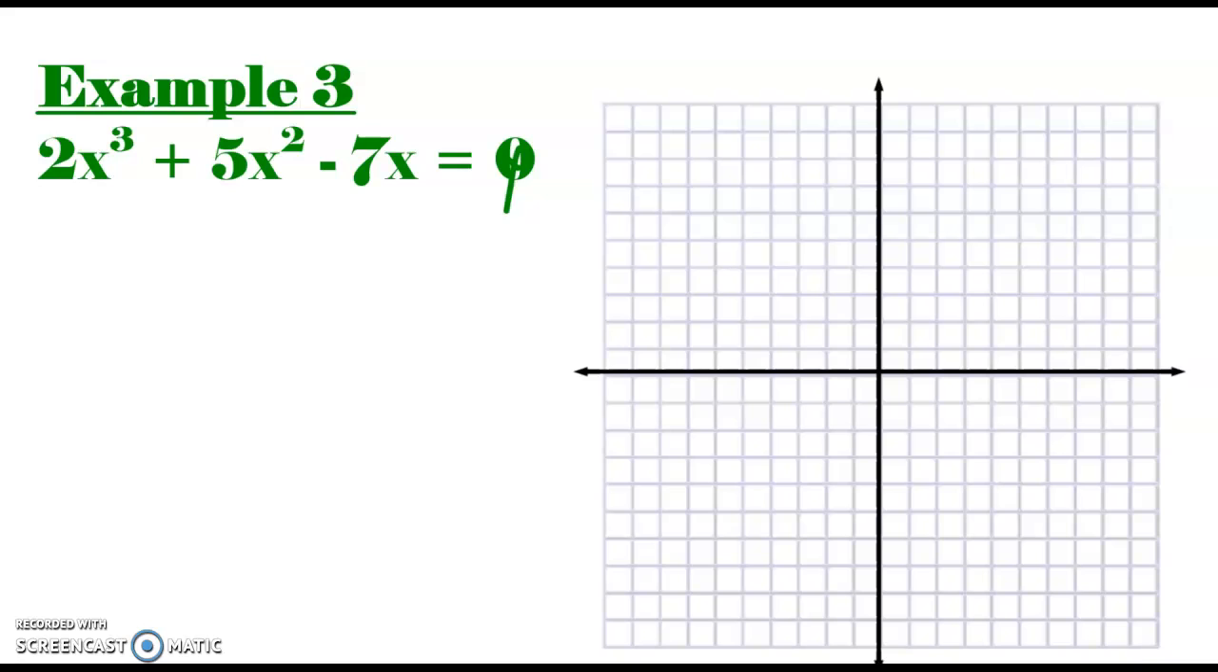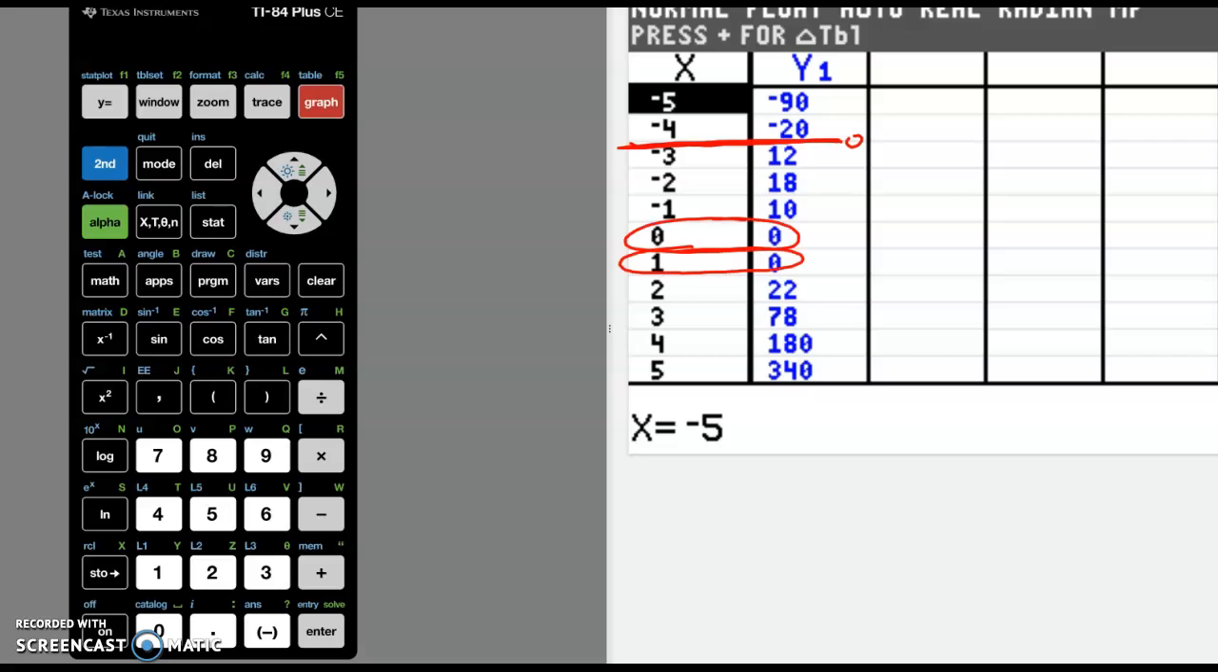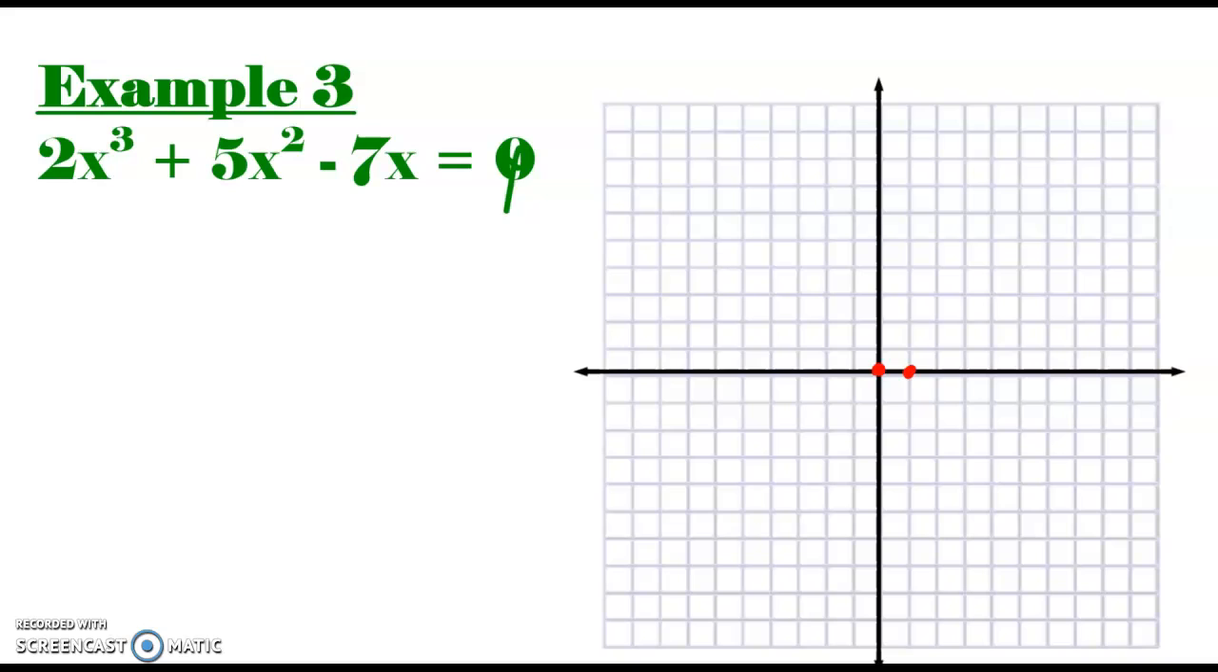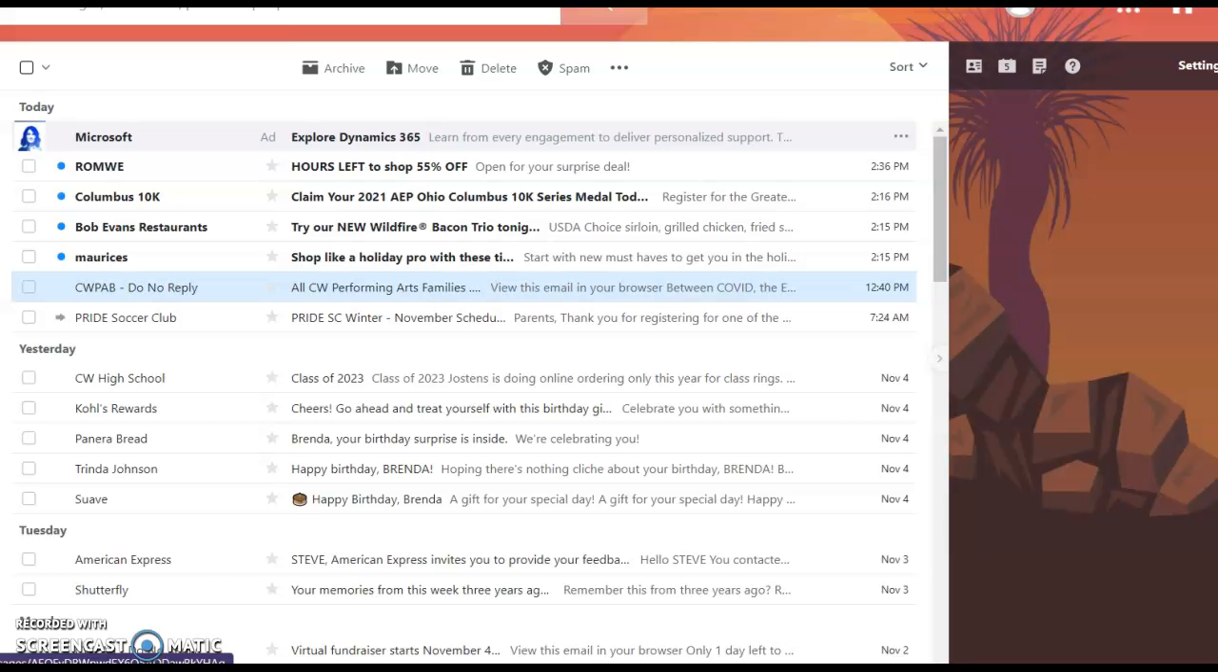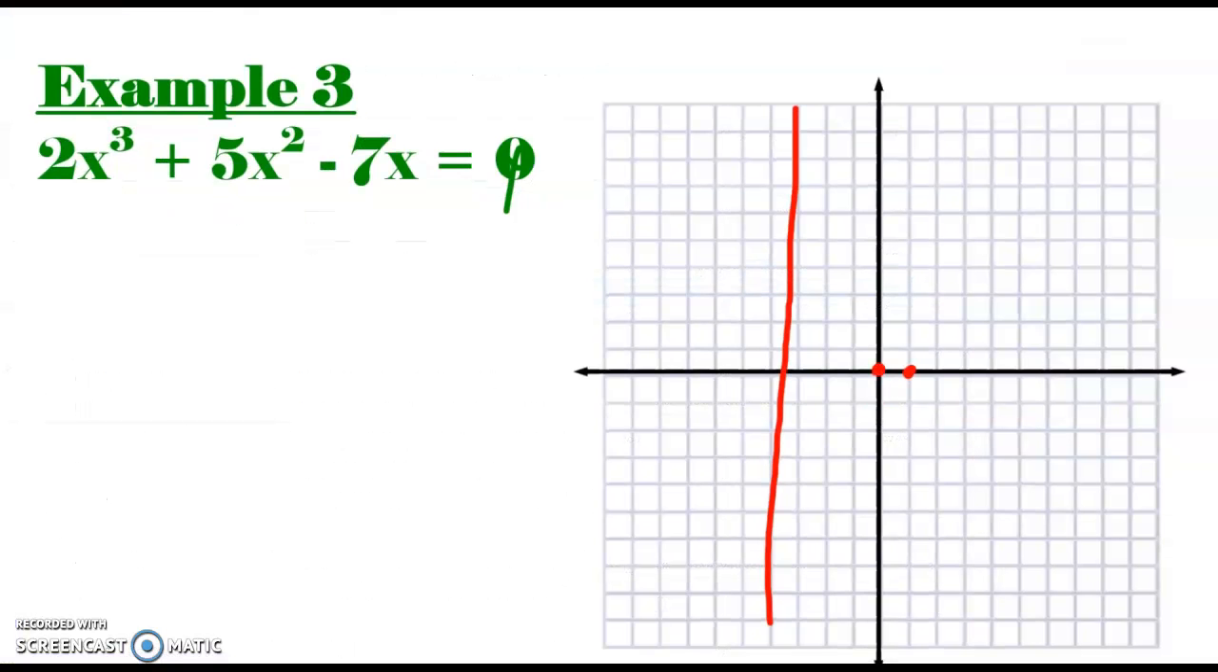So let's see here. We have 0, 1, then somewhere between negative 3 and negative 4. Let's look for some other points. We're at negative 20, and then at negative 3, we're at 12. That's not very helpful. So it crossed right here between negative 3 and negative 4. Then it came back up, 18, 10.